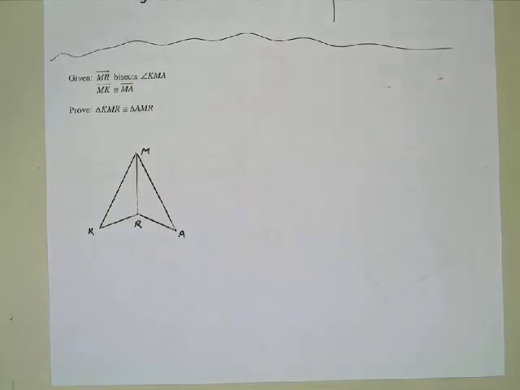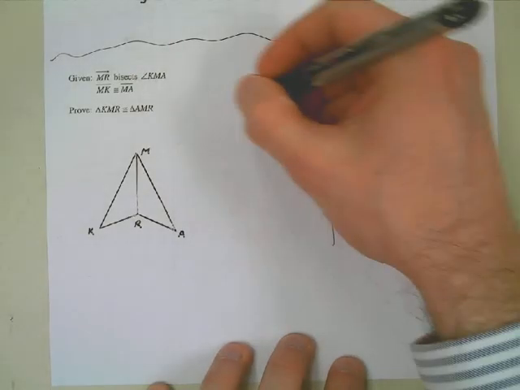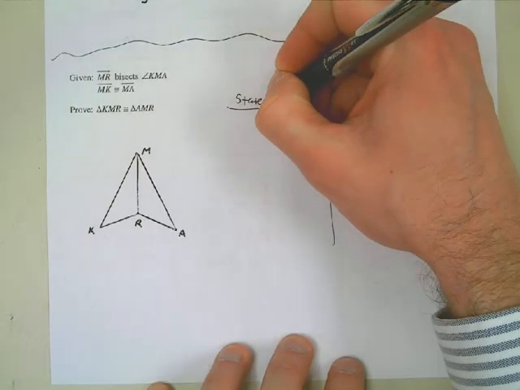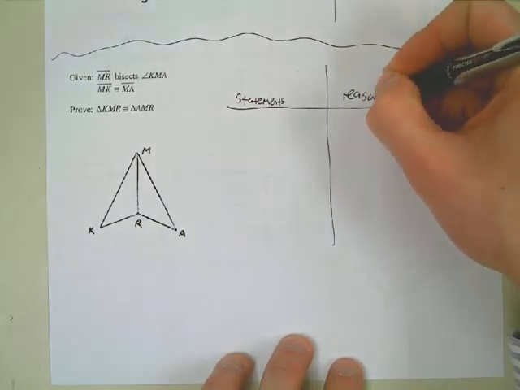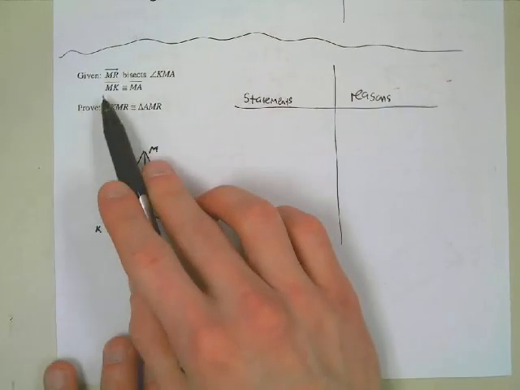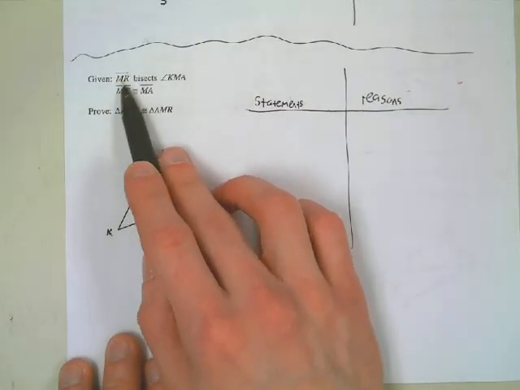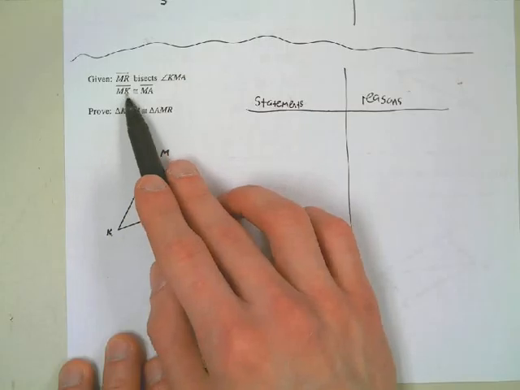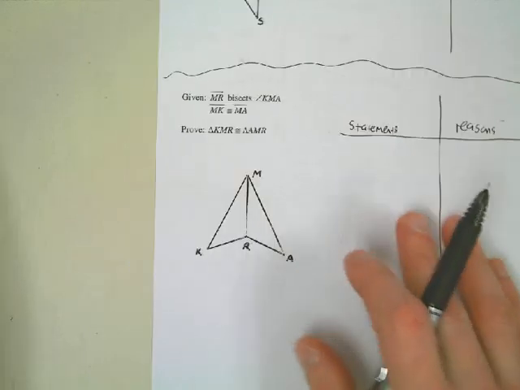All right. So we'll start out again writing our little table there. Statements on the left side, reasons for those statements on the right side. And we'll read through our given information here. So ray MR bisects angle KMA, and MK is congruent to MA. I'm just going to focus in again on our picture here first, and then we'll worry about writing our statements and reasons down.